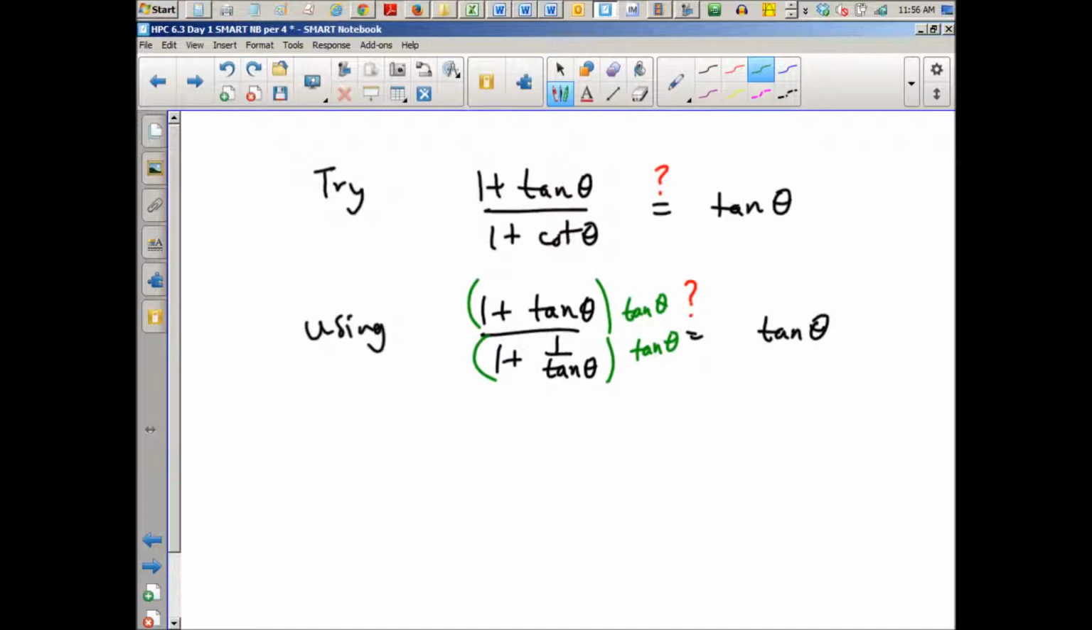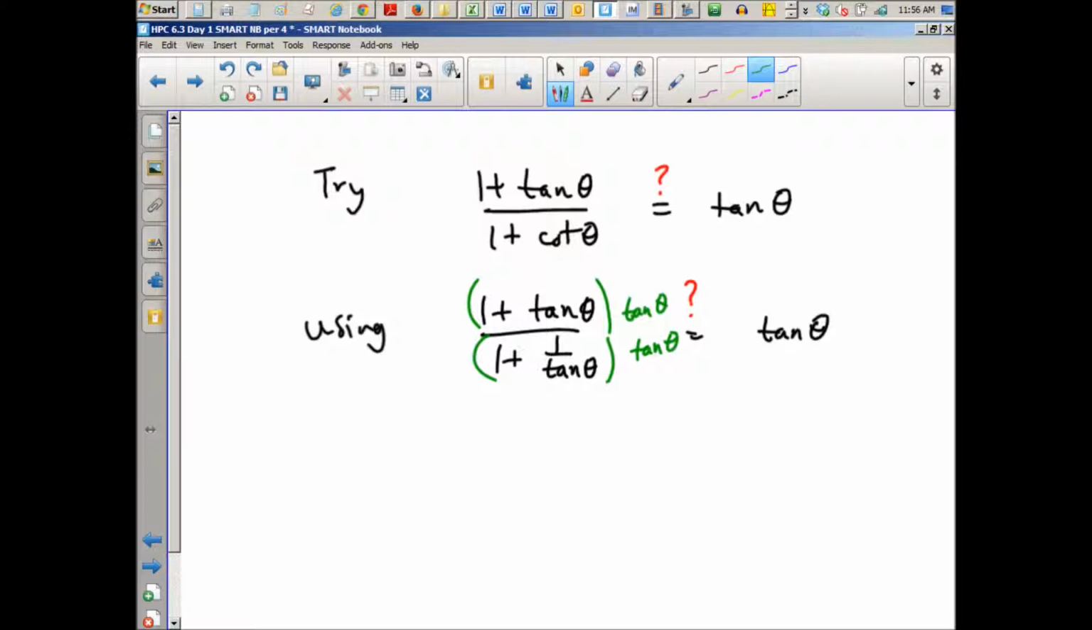the top, I'm not sure I want to distribute it. The reason is, in the end of this problem, I'm hoping to just have a tan on top, which means I really want this to go away. So I can distribute the tan on top and on the bottom if I want, or I can just distribute it on the bottom. I don't have to do both. I can write it here and just leave it off the back.